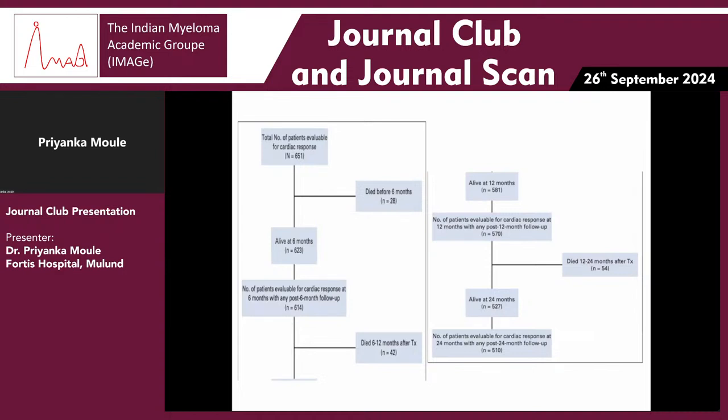So initially in the beginning, they had 615 evaluable patients, but there were deaths even at the fixed time points. They found that some patients were dying, and eventually at the end of 24 months, 510 patients were available for follow-up.